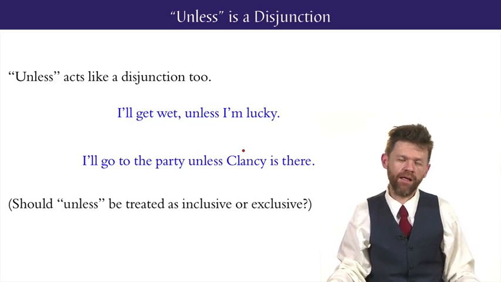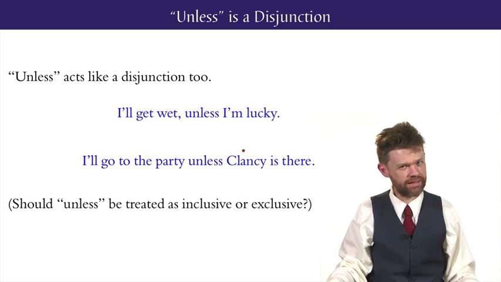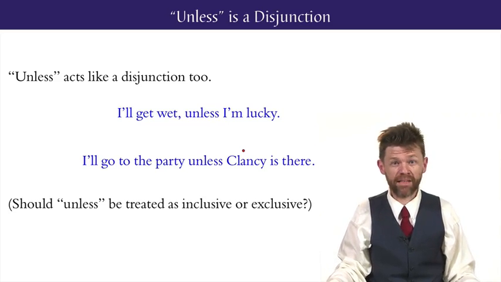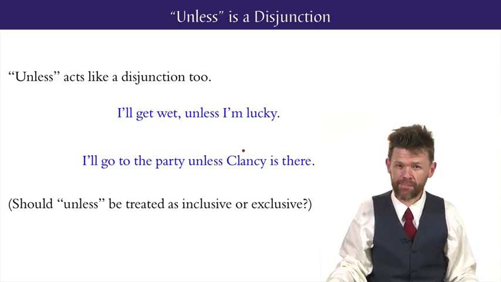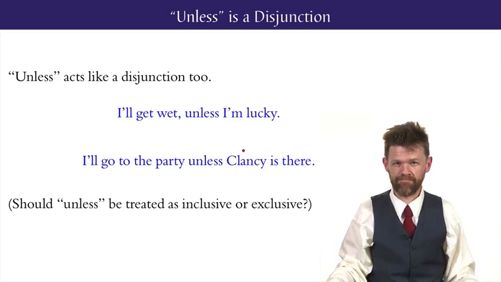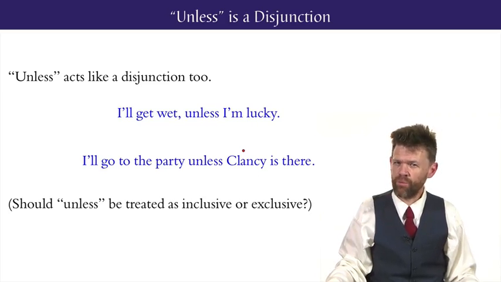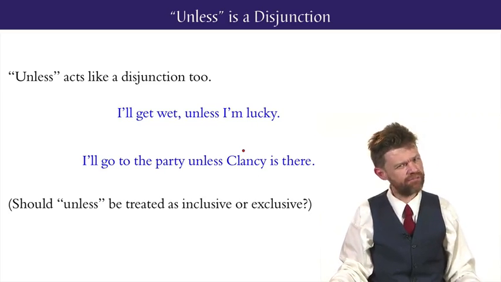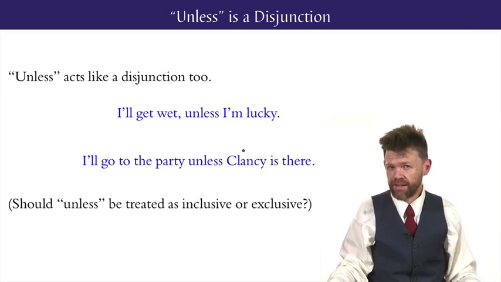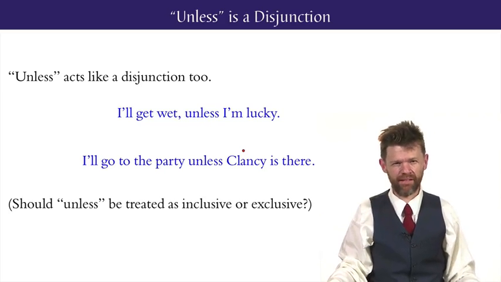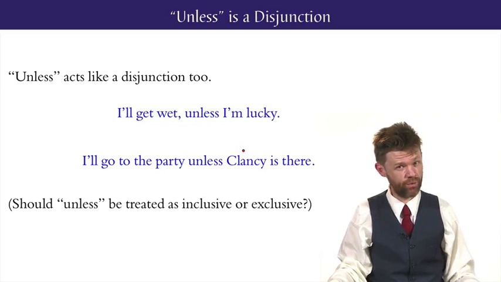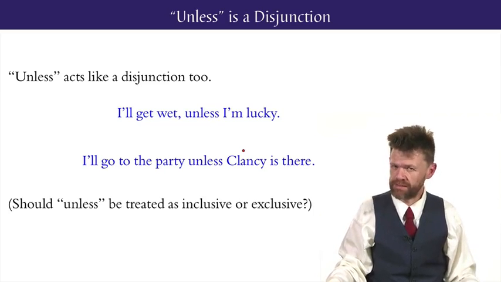Another case might be, I'll say I'll go to the party unless Clancy is there. I'm saying that I'll go to the party, but I'm accepting the case where Clancy is there. When I say this, what am I saying about what would happen if Clancy were at the party? Am I saying that I'd leave? Or that I might leave? There are some interesting issues around here about how to interpret unless clauses, and whether they're all inclusive or exclusive or a mix of the two cases. Join in the discussion boards if you'd like to follow up this issue.